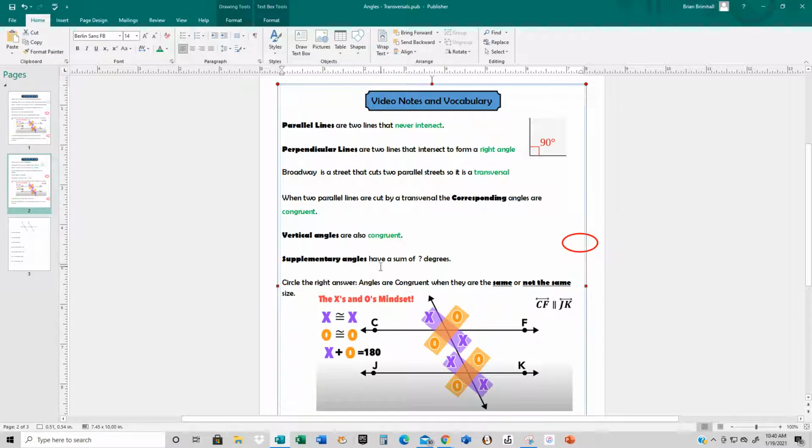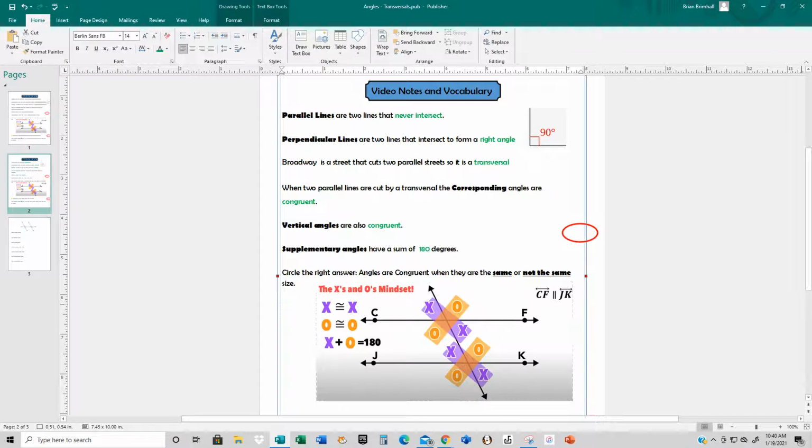All right, supplementary angles have a sum of 180 degrees. So this X and this O here, their sum is going to equal 180. So if I know X is going to equal a number, let's say it was 30, then my O is going to be equal to 150 degrees. All right. So supplementary angles will add up to be 180 degrees. A 180 degree line is a straight line. So if you have a 180 degree angle, that is a straight line.